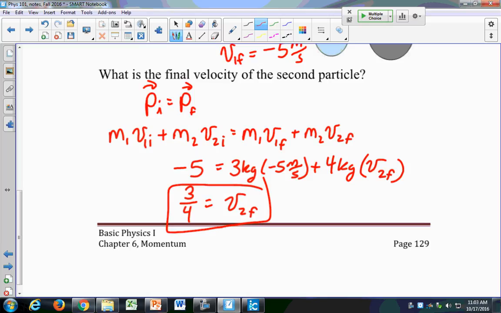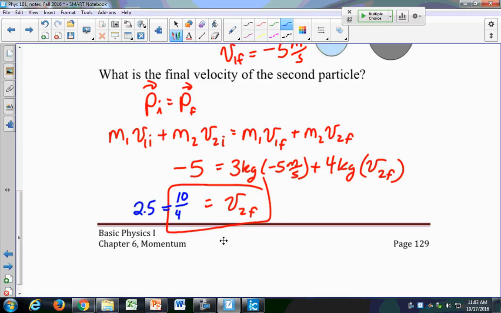Let's see. Oh, no, I'm sorry. That's not right. It's negative 15, 10 divided by 4, which is equal to 2.5. Okay?